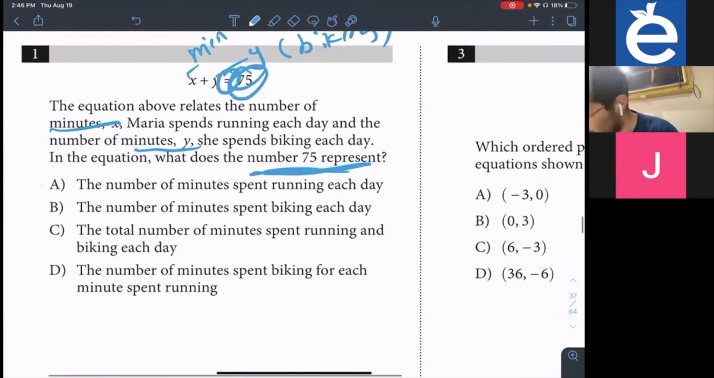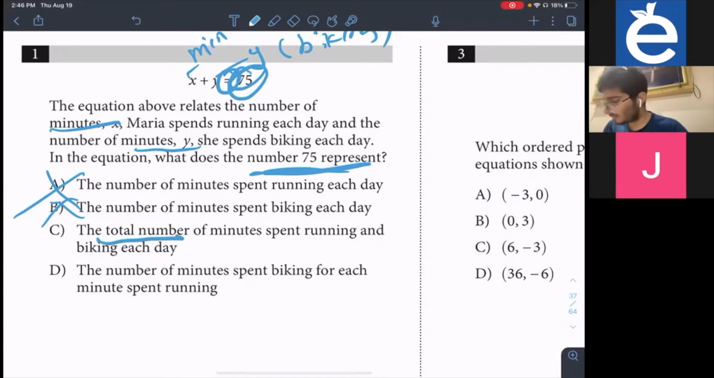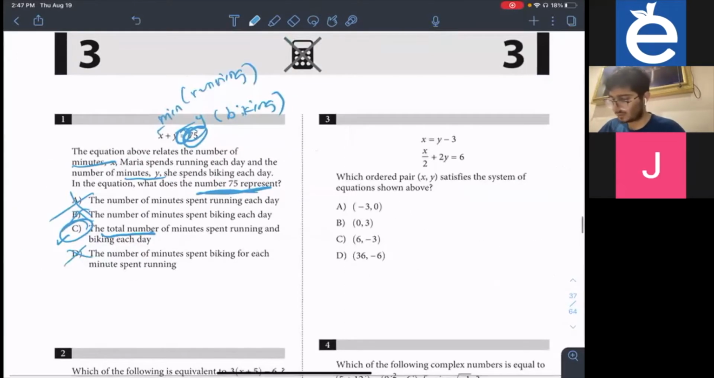Choice A, the number of minutes spent running each day. That's not correct because that's the variable X. Number of minutes spent biking each day. No, that's also wrong because it has both running and biking combined. A total number of minutes spent running and biking, that sounds correct. The number of minutes spent biking for each minute spent running, that's not correct because when you add the two quantities together, you get a total, which is choice C, because it says the total number of minutes spent running and biking each day. Question 1 is choice C.